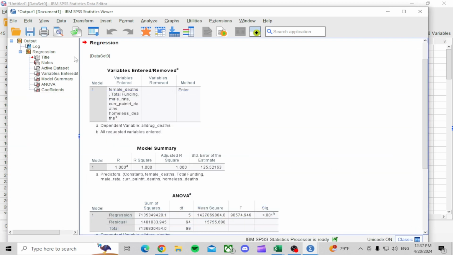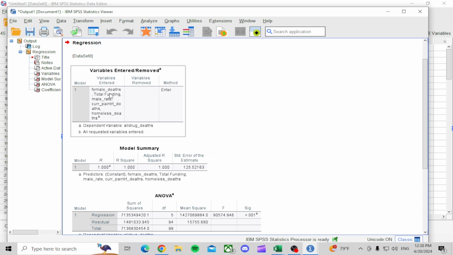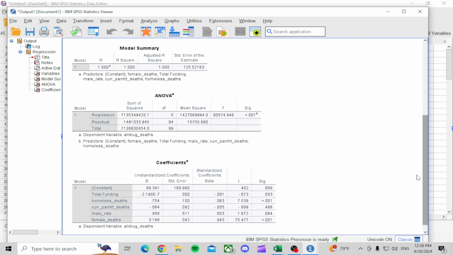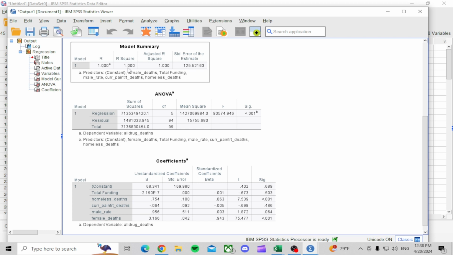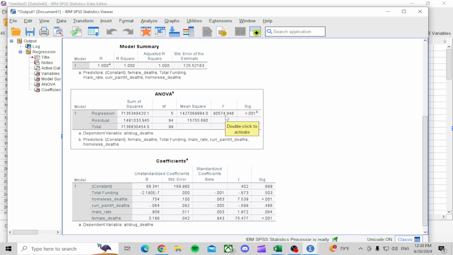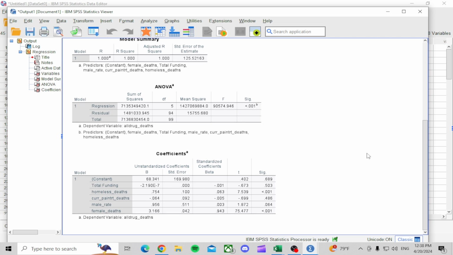So, this is going to give us the variables that we entered. It's just a list of what we ran the regression of. Model summary: here's your R squared, adjusted R squared, standard error, your ANOVA table. This is our F statistic, basically of the whole model. The significance is under 0.001, so this shows that it is very significant. There is a significant relation.